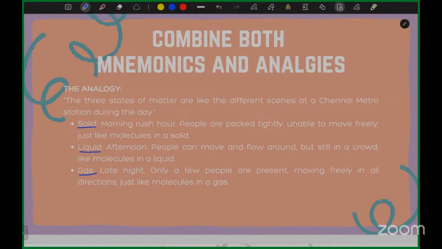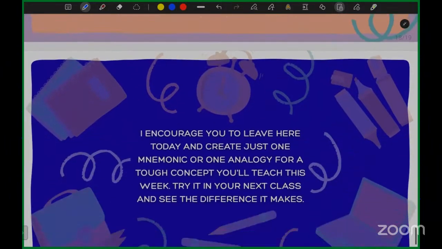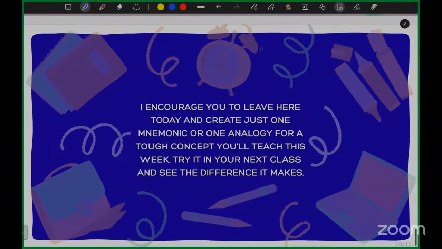So like this day-to-day example, when you combine both mnemonics and analogy, it is very effective for a student to learn much better. I hope I have given a clearer example and a clearer concept of what is mnemonic and what is analogy. I thought of giving some of my examples in this class, but the time is over. But in the next session, you will see it in depth.